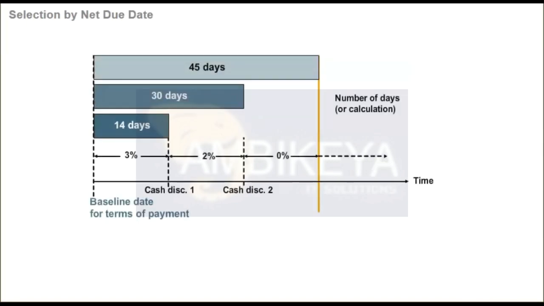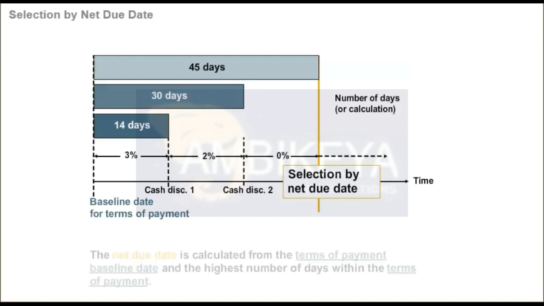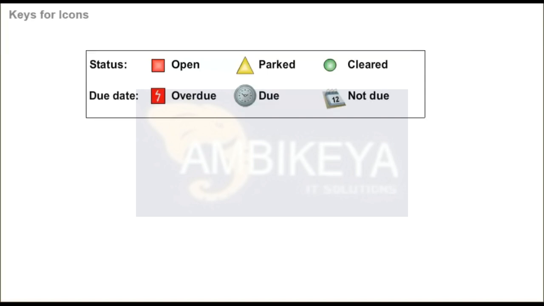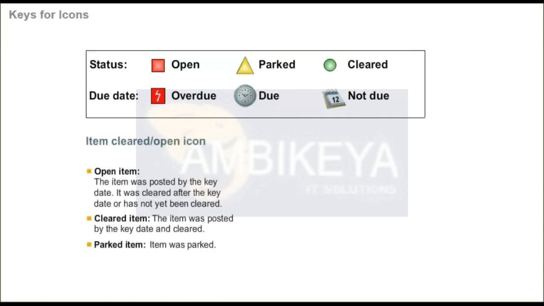When you display line items, you can make a selection by net due date. If you choose the selection by net due date field in the editing options of the user parameters, the system activates the input fields for the selection by net due date on the selection screen. In the header of the SAP List Viewer or ALV Classic List, you can display the keys for the icons for item statuses such as open, parked, and cleared, as well as the icons for due dates such as overdue, due, and not due. In the editing options for the line items display, you can choose whether you want to see these keys when you call up the list.